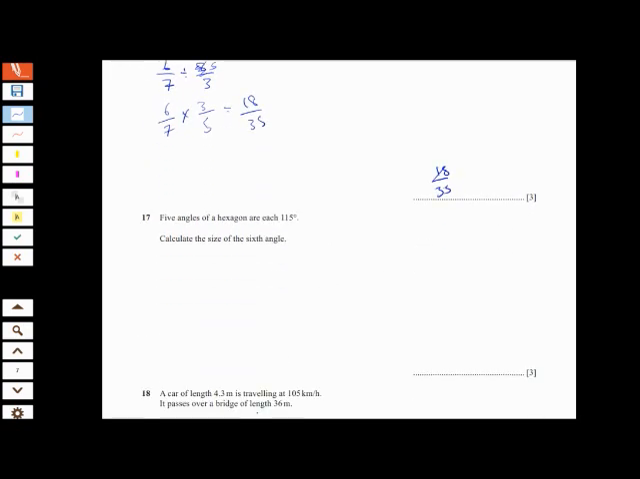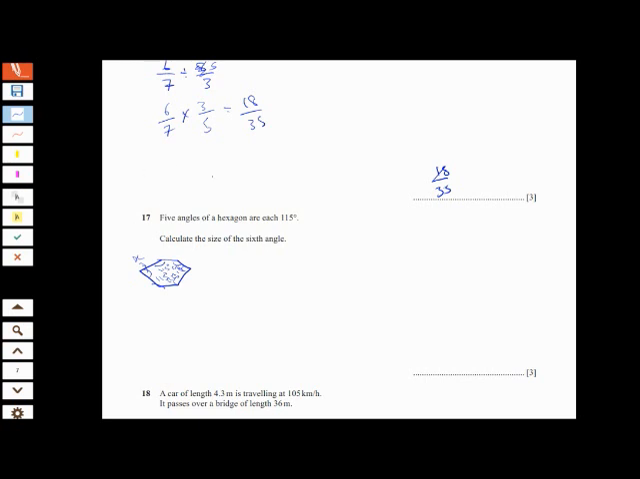And now question 17. 5 angles of a hexagon are each 115 degrees. Calculate the size of the sixth angle. Alright, so basically it's like this, a hexagon. Each angle is 115, 115, 115, 115, except for this one. They want to find this angle right here. So how would you do that?